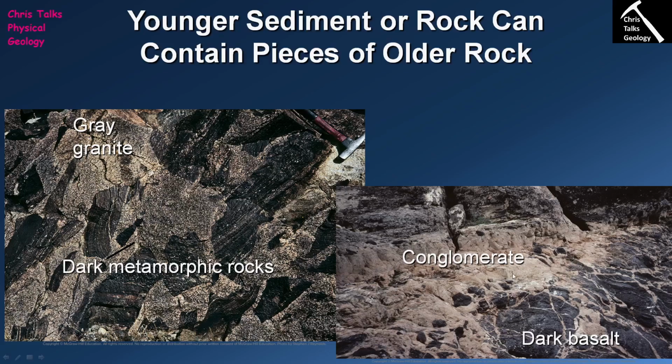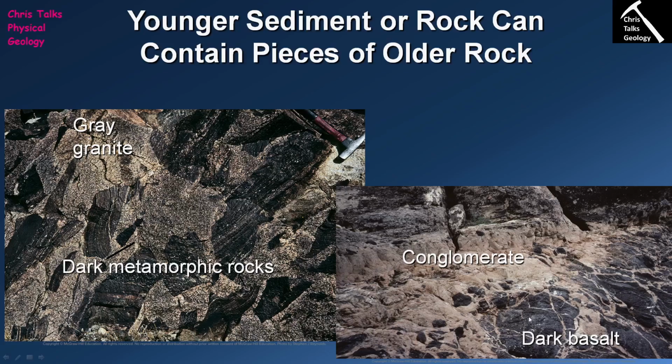So in this case over here, you can see we have a layer of conglomerate. If you remember, a conglomerate is a coarse-grained clastic sedimentary rock where the clasts are 2 millimeters in size or larger. As we can see in this case, we have some extremely substantial clasts within our layer of conglomerate, and these clasts are made up mostly of basalt.